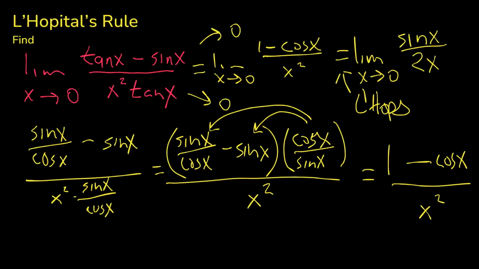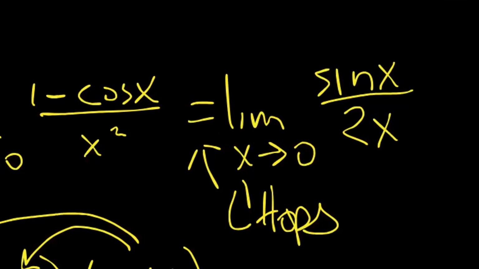Now, this is also another indeterminate form. As x approaches 0, you would have 0 over 0. You could do one of two things here.